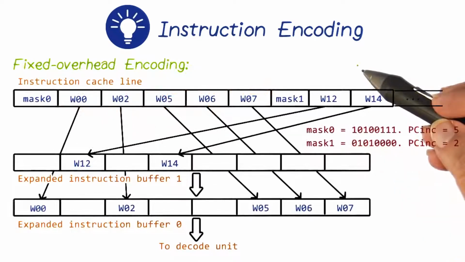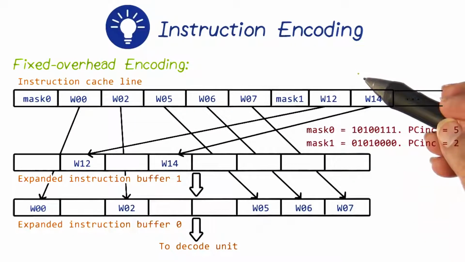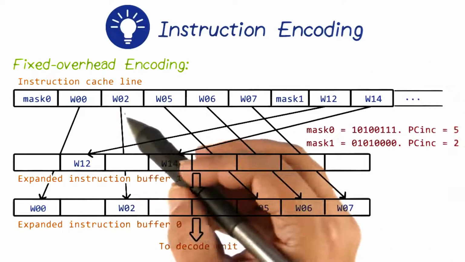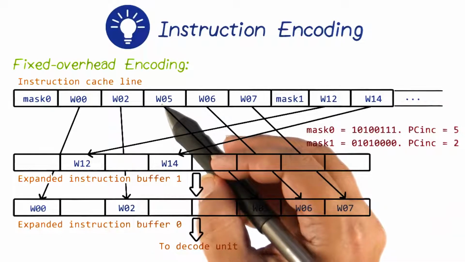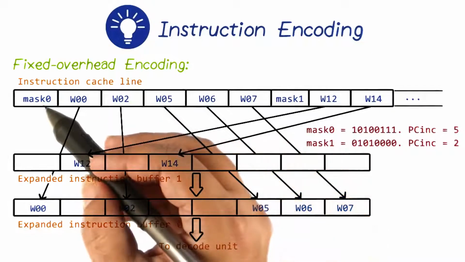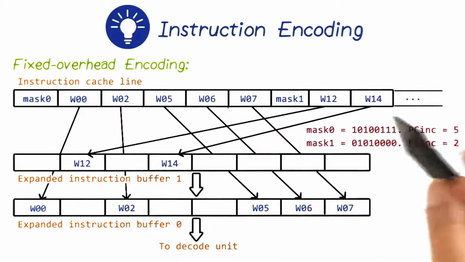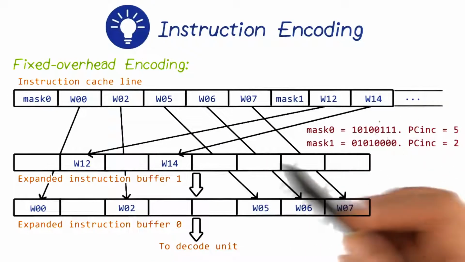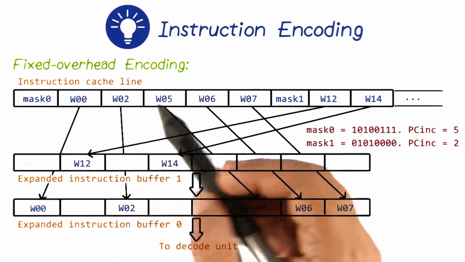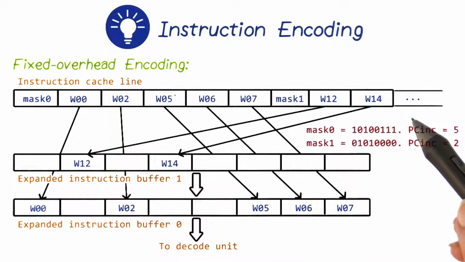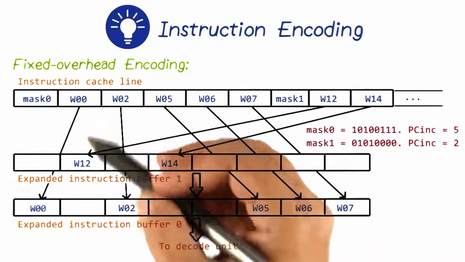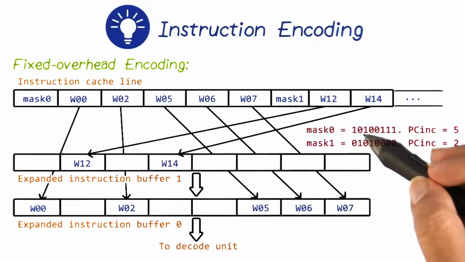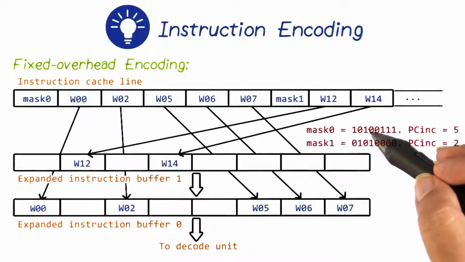So as you can see here, this is an example of a fixed overhead encoding. Here are some active operations, which are not no-ops, which are present here. But in addition, you also have this mask and also the PC increments. Now let's look at how this works. So what happens is the mask is used for the instructions which are following it, and the mask tells us which instruction goes where.